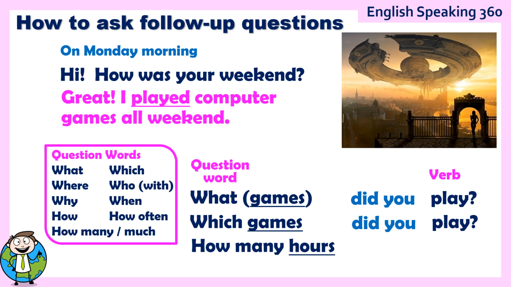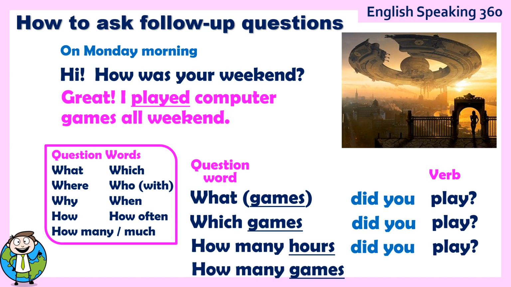Another one. How many hours did you play? And you can also say how many games did you play? So usually with how many, we always add a noun to complete the idea. How many hours? How many games? How many people? Okay, good. In this case, how often did you play doesn't work, because how often do you play? How did you play is a little bit strange for a question. Okay, good. And that's it.